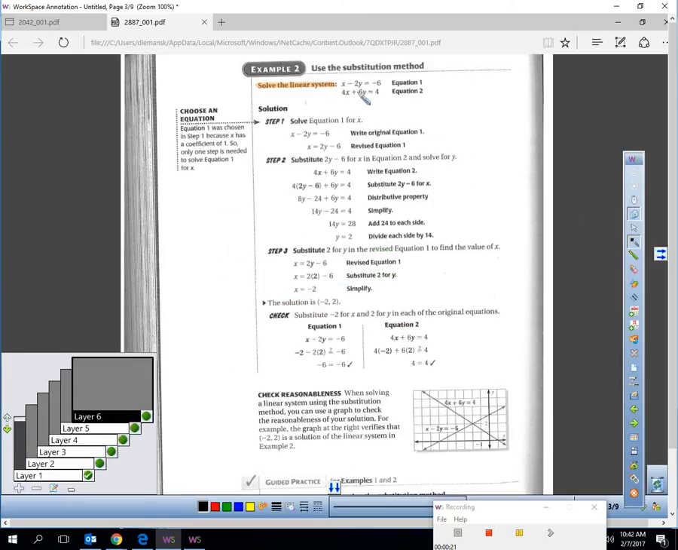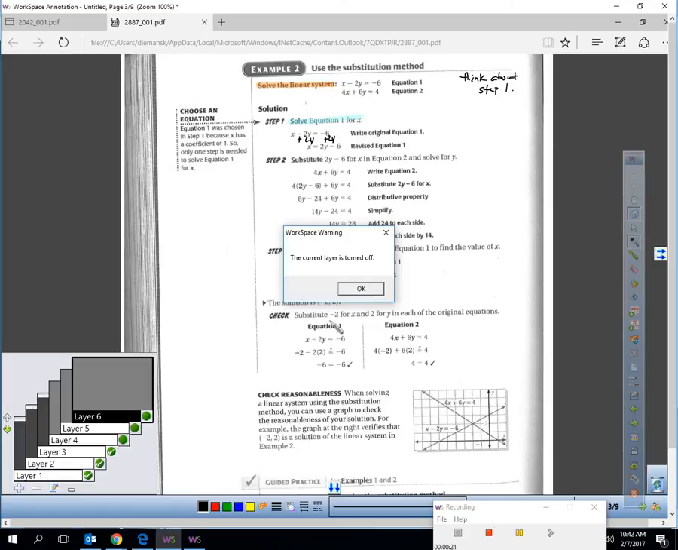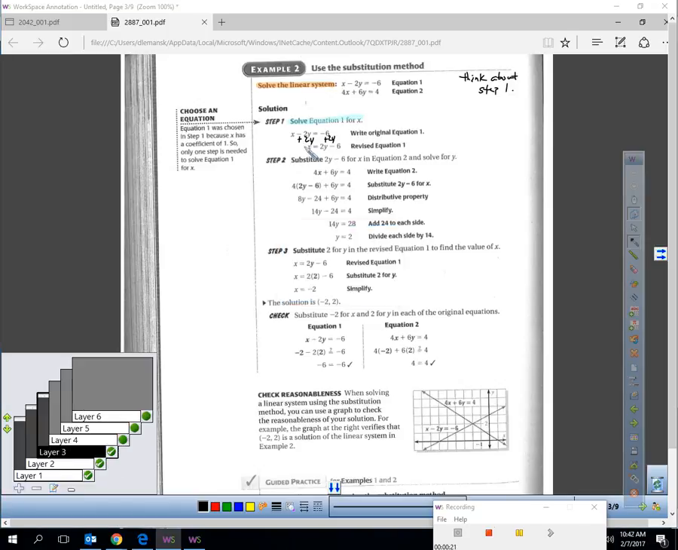So in this problem, step 1, remember step 1? We want to get one of the variables isolated. Do you notice here how x is the variable that has a coefficient of 1? If I just quickly add 2y to each side, I'll get x equals 2y minus 6. I just took care of step 1. I have isolated x. So x is the same thing as 2y minus 6.